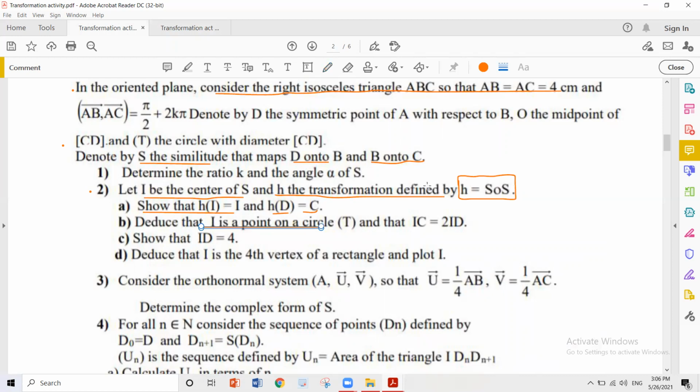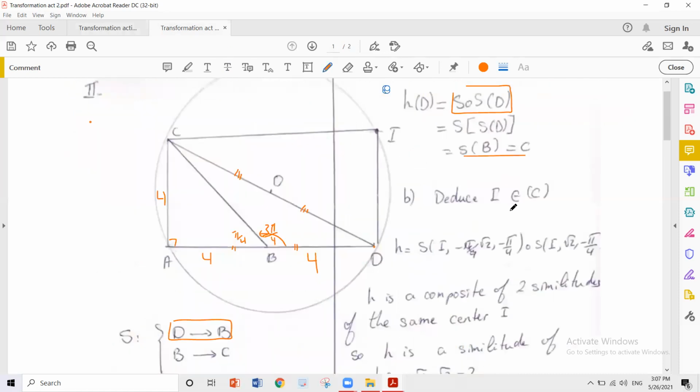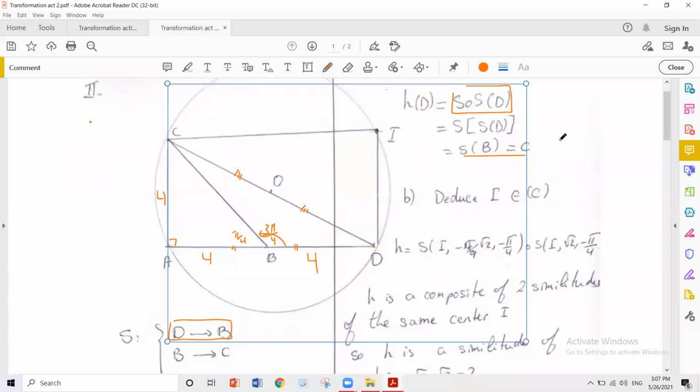What is the nature of H? Similitude. Okay, similitude. What is the ratio of this similitude? So, deduce that I belongs to C.